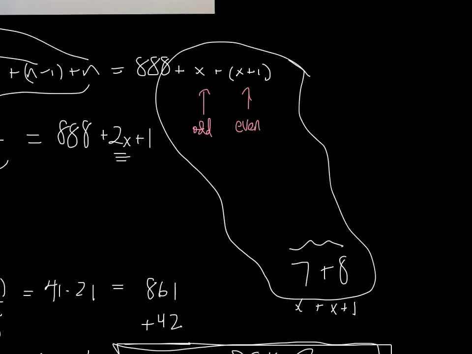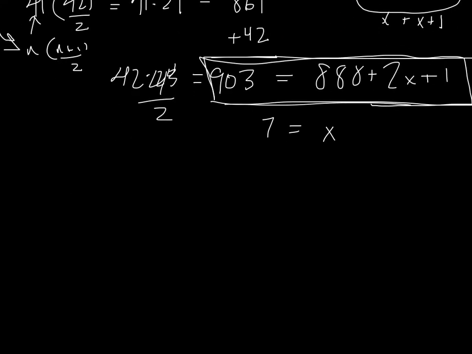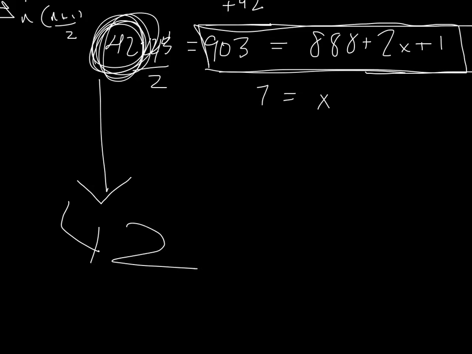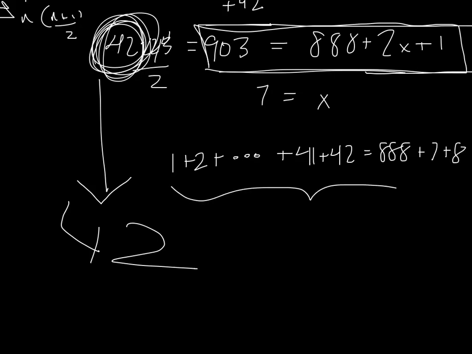That's not the question. The question is, what's the last page number in the book? And that's n. Right? So ultimately, what do we know? We know that 1 plus 2 plus all the way out to 41 plus 42 is 888 plus 7 plus 8. And this is like the entire equation of the problem written out, totally solved.